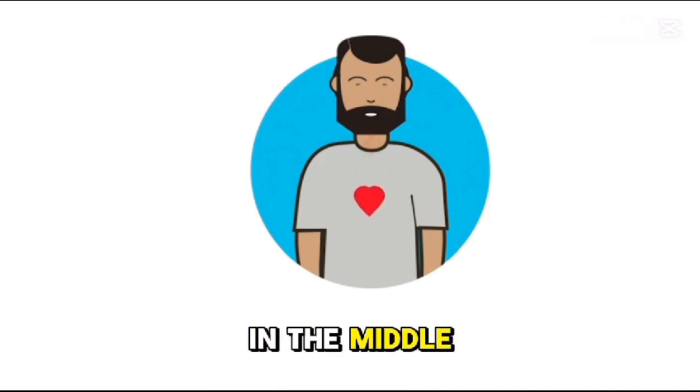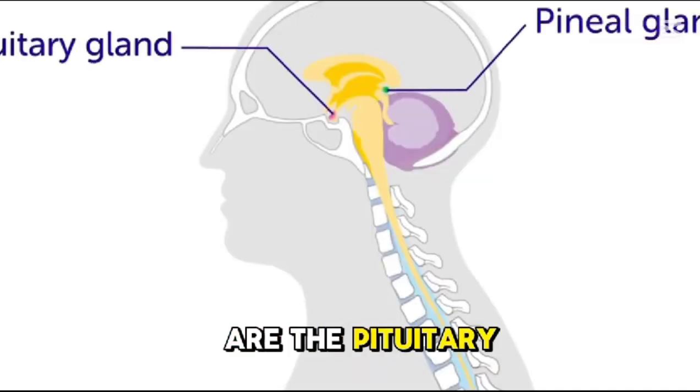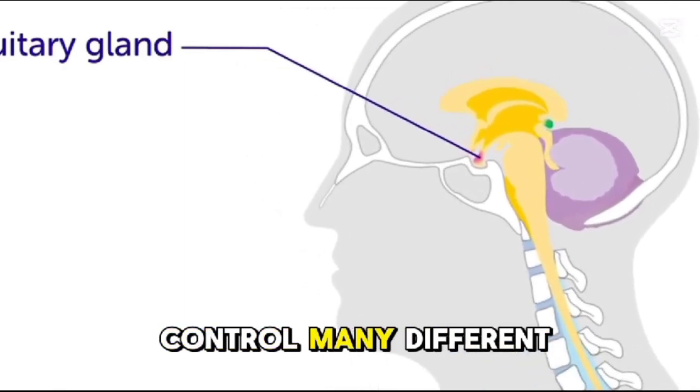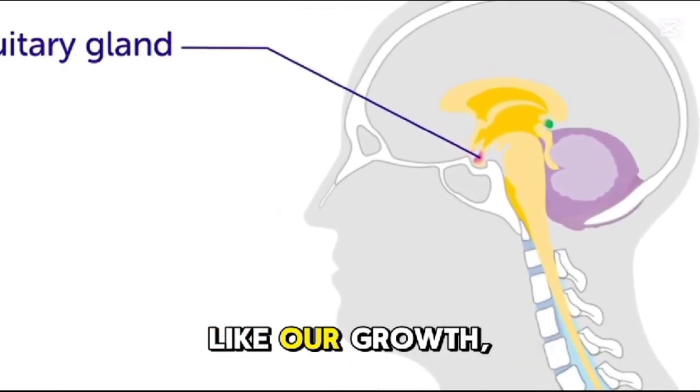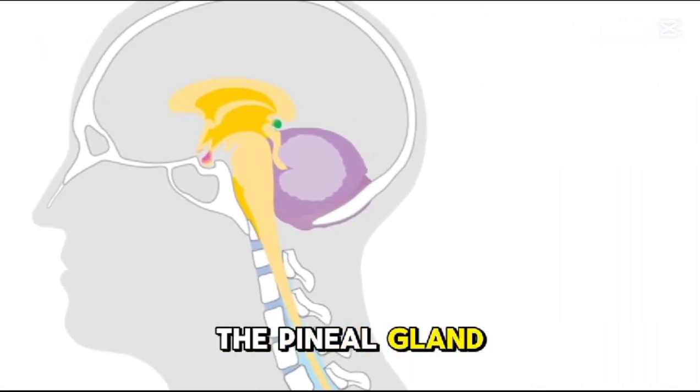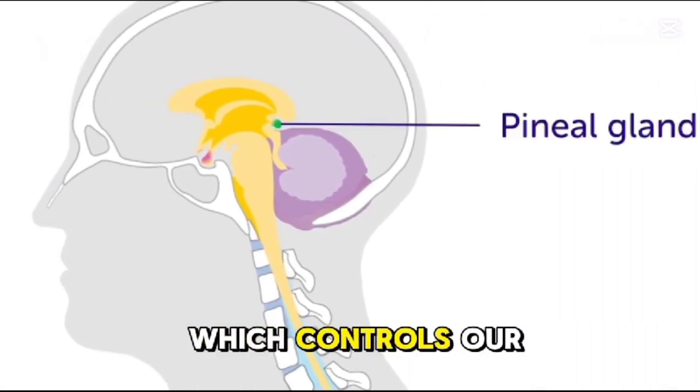In the middle of the brain are the pituitary and pineal glands. The pituitary gland secretes hormones that control many different body functions, like our growth, the production of sperm and egg cells. The pineal gland secretes melatonin, which controls our sleep.